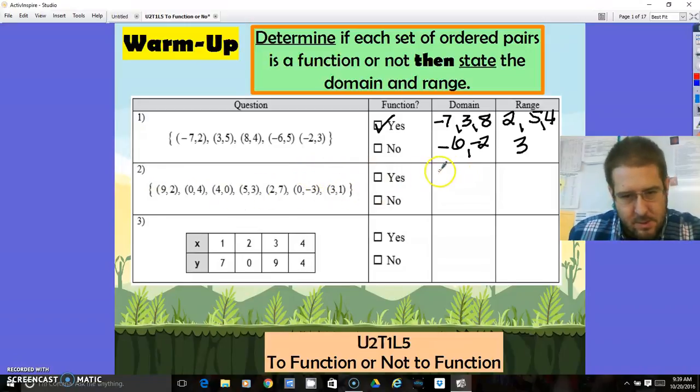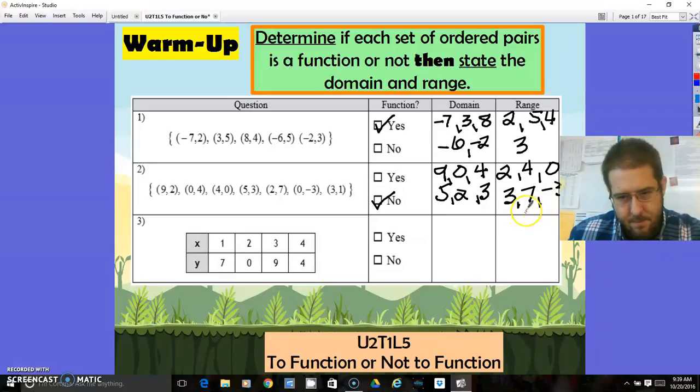All right, for the next one, this has got 9, 0, 4, 5, 2, 0 again, and 3. And that's kind of a giveaway that this is going to be no, and I'll talk about that in a second. So ranges can be 2, 4, 0, 3, 7, -3, and 1.